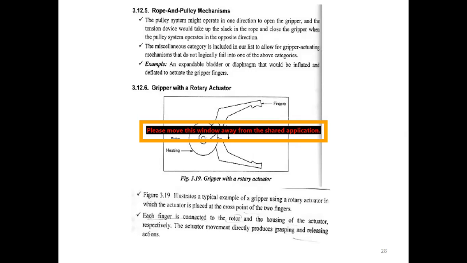Next, the rope and pulley mechanism. In the rope and pulley mechanism, the pulley system might operate in one direction, that is, to open the gripper, and the tension device would take up the slack in the rope to close the gripper, and the pulley system operates in the opposite direction. A single continuous rope transmits a tension force around one or more pulleys to lift or move a load. The rope may be a light line or a strong cable.